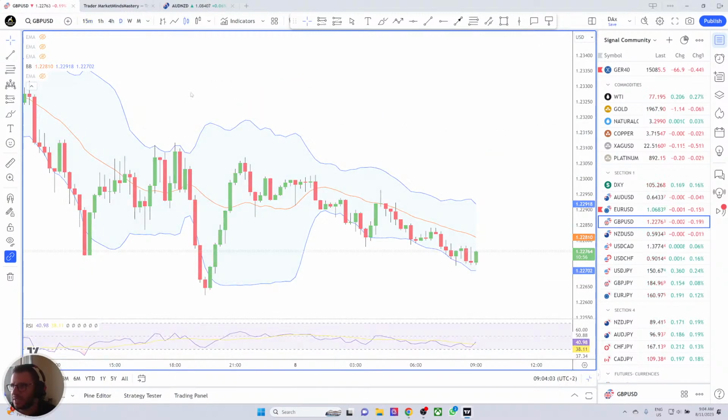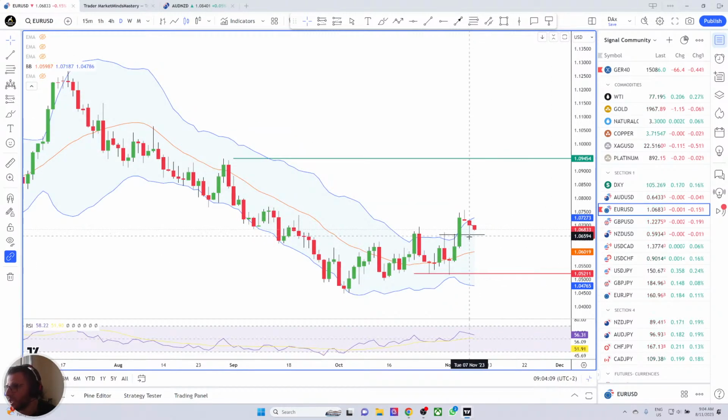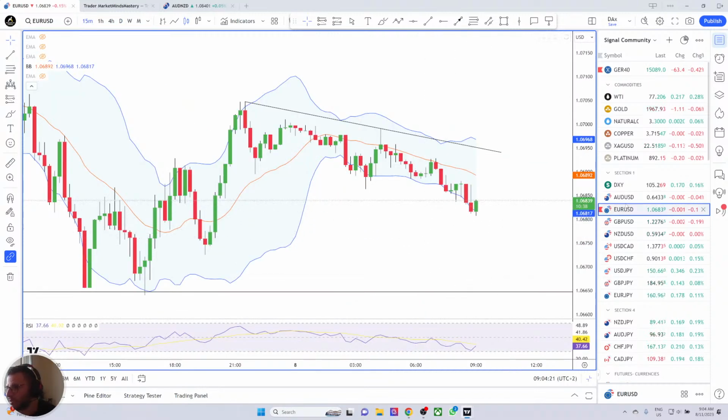Also keep in mind that there's going to be a retail sales announcement on the euro, 12 o'clock local time, and we do expect to see some more weakness on the retail sales, and this can definitely fuel weakness on the euro.